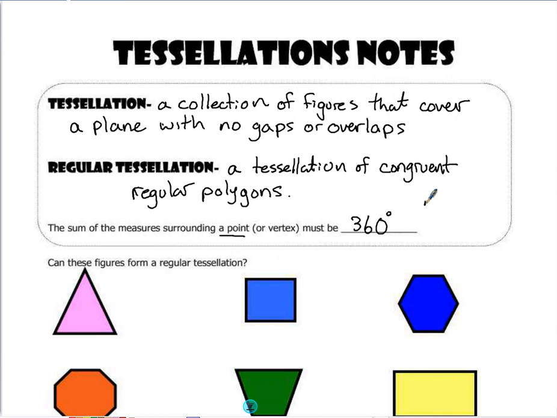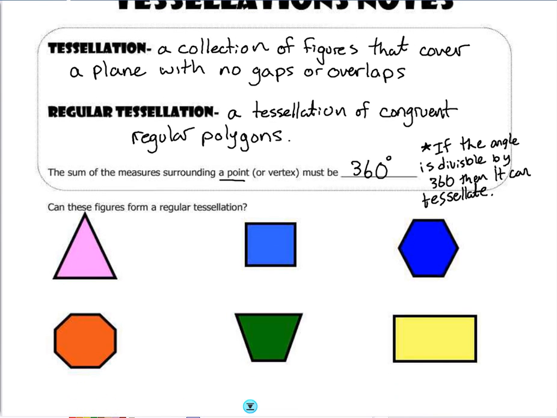So, just as a quick check, if the angle inside the polygon is divisible into 360 degrees, or 360, then it can tessellate regularly. Then it can tessellate. So here we're going to look at a couple figures and we're going to explore and see if these can be regular tessellations.